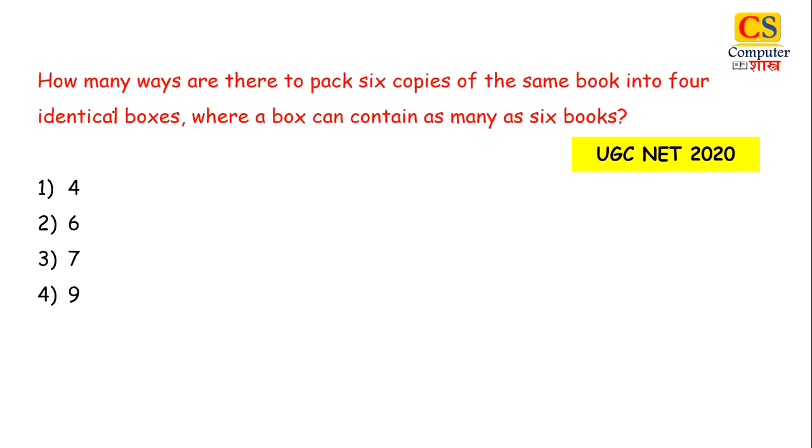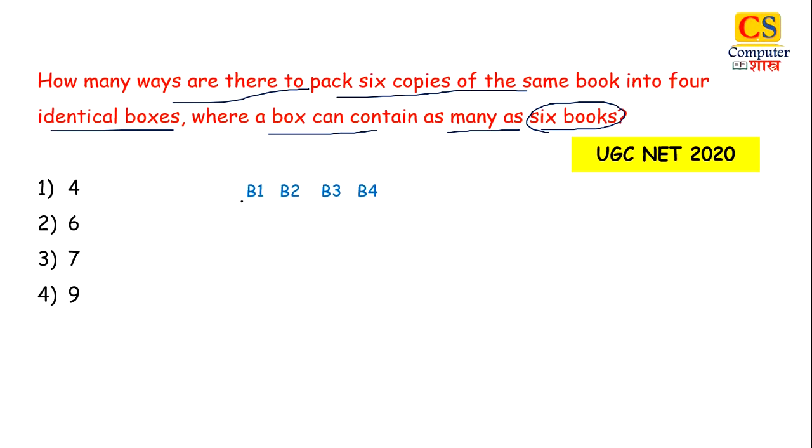First question is, how many ways are there to pack 6 copies of the same book into 4 identical boxes? Now we have only 6 copies, and identical boxes. This is the main point, where a box can contain as many as 6 books. In a single box we can put at most 6 books. Now this was a direct example of Rosen book.